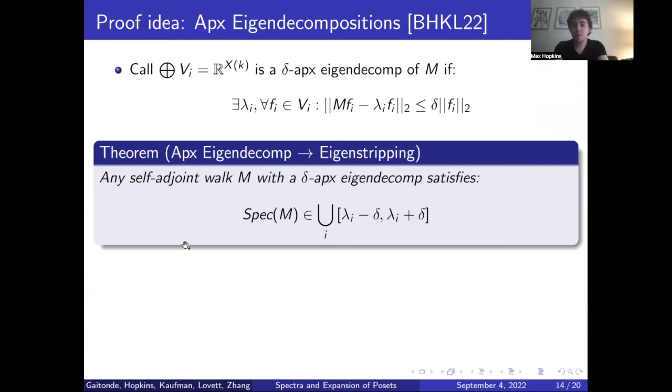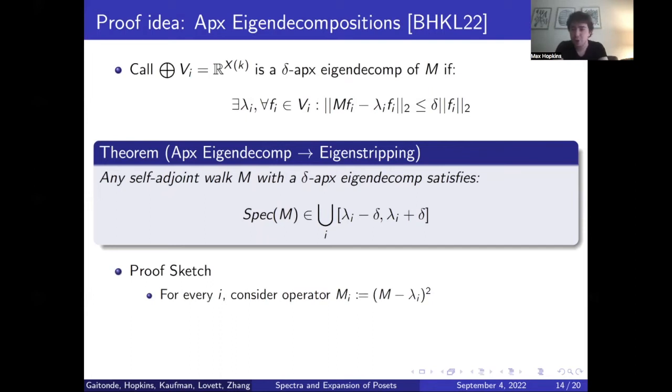Then any self-adjoint walk that has such a delta approximate eigendecomposition has to be divided into these spectral strips for each space in the decomposition. So the spectrum of M has to be very concentrated around these approximate eigenvalues lambda_i. In particular, if you have this delta approximate parameter, you're actually within plus or minus delta exactly. And this is tight. You can see this by taking a true eigendecomposition and shifting it by delta. This is exactly what you'll get. So this is a tight version of this theorem that says if you have an approximate eigendecomposition, it tells you something very strong about what the spectrum of this walk looks like.